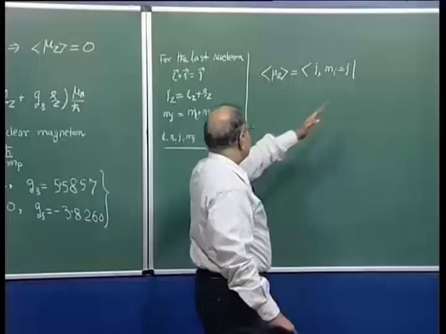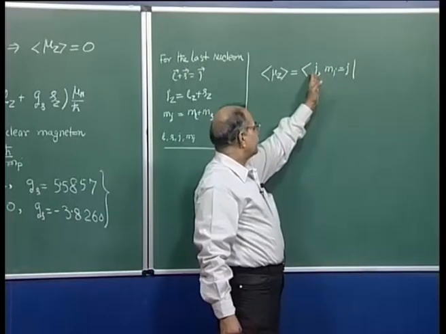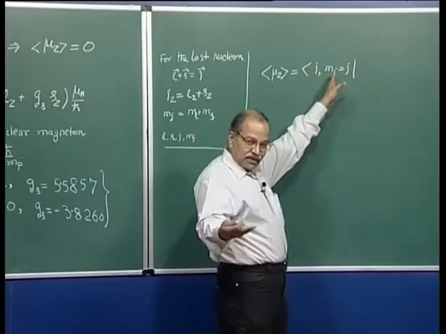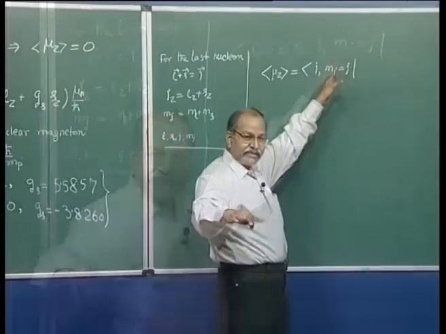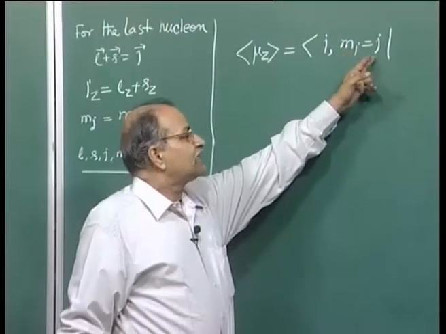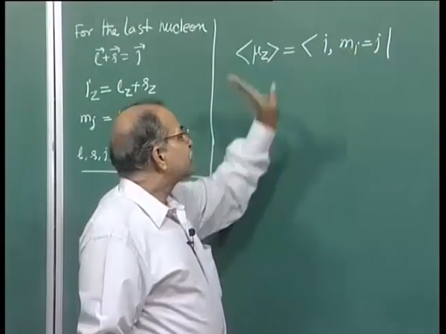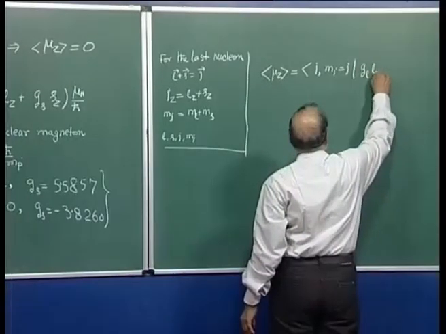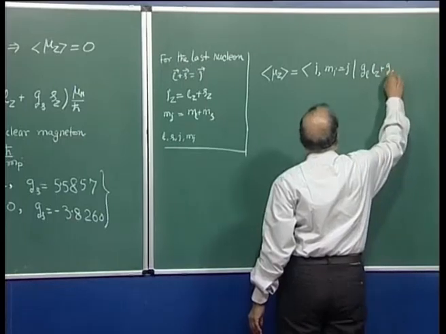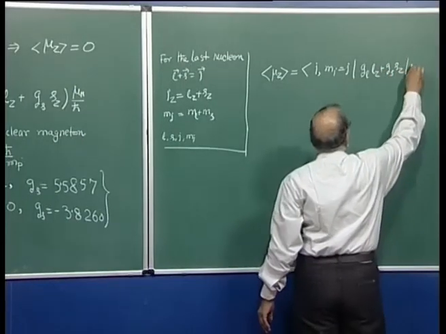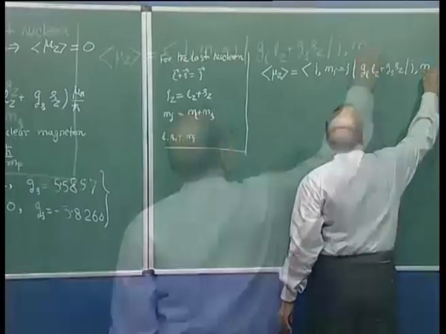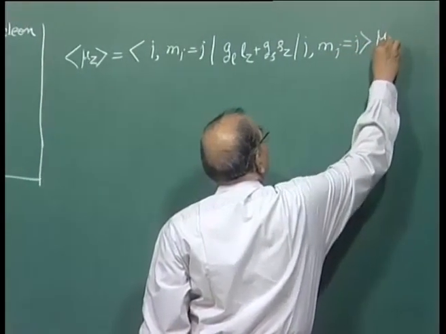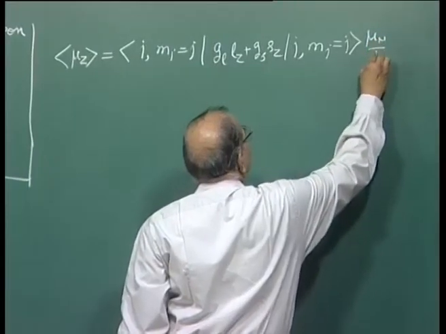So, Mj is equal to J. J is anyway given for that state, and all varieties of Mj are possible with the same energy, they are all degenerate. We have to pick up this Mj equal to J to calculate this expectation value, and then you have g l l z plus g s s z, times mu n over h cross. This is the quantity we have to calculate.